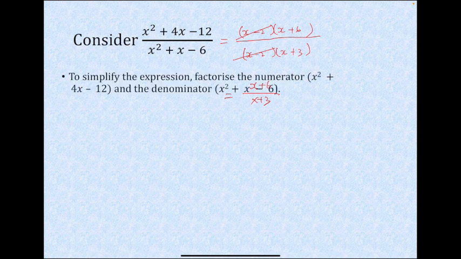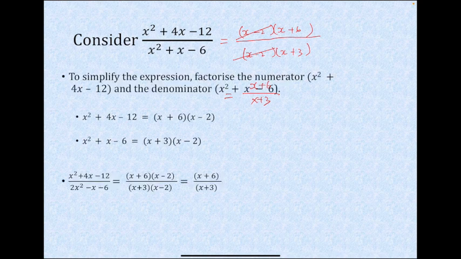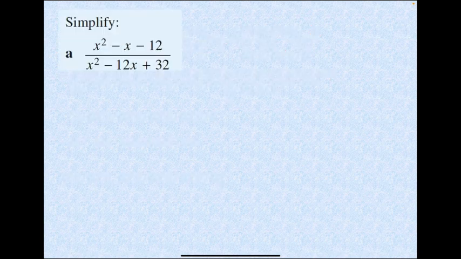So I've written all this out very carefully. Take your time, observe it, read through my slides. Let's have a look at the next bit. Let's try this: x squared minus x minus 12 divided by x squared minus 12x plus 32. Let's factorize the numerator, then the denominator.